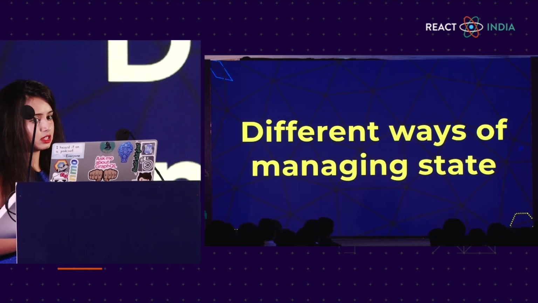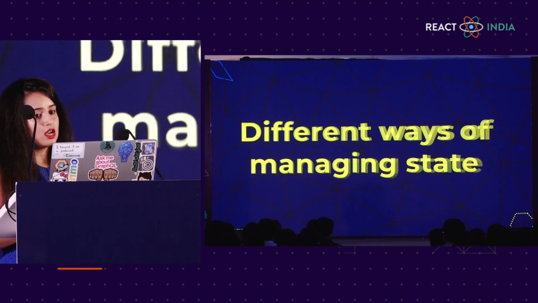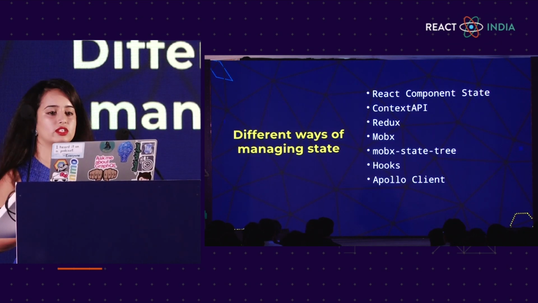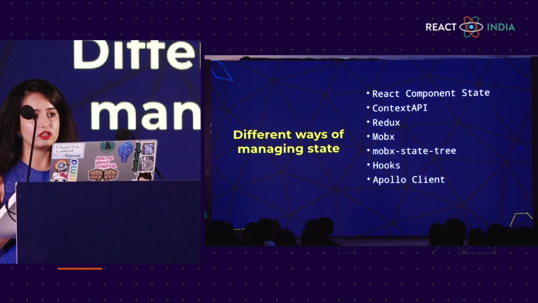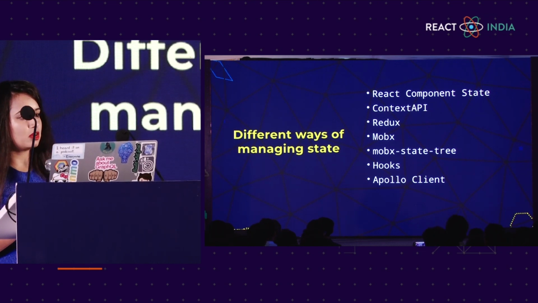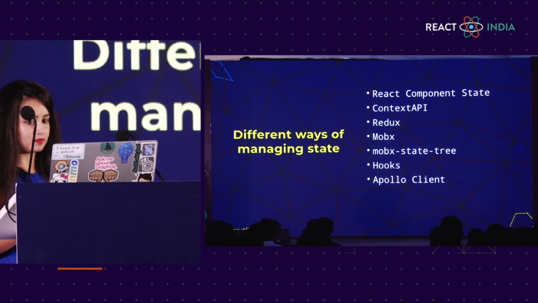So now let's look at the different ways of managing state with GraphQL and React. There's a lot of different ways we can manage state currently. So there's native React component state, context API, Redux, which is the most popular one, MobX state tree, hooks, and Apollo client. I'm going to be talking about Redux and hooks today.